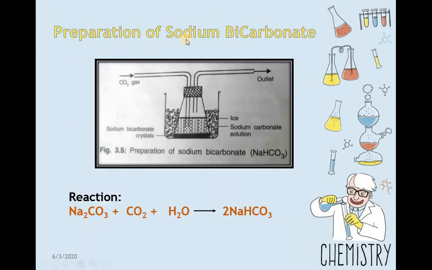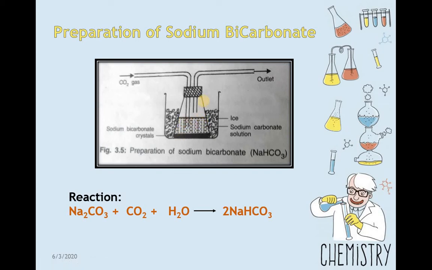Then preparation of sodium bicarbonate. Now sodium bicarbonate is an acid salt. You can see in the formula it is NaHCO3, that is, it is an acid salt. This is prepared by passing carbon dioxide gas into a cold solution of sodium carbonate. You can see sodium carbonate solution is kept in the ice. Dissolve nearly 5 grams of anhydrous sodium carbonate in about 25 cc of distilled water.